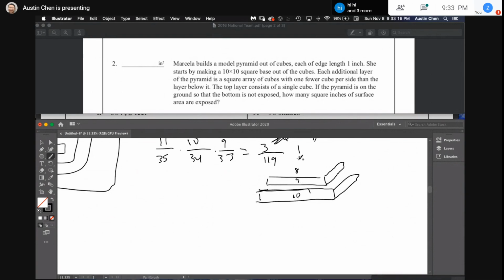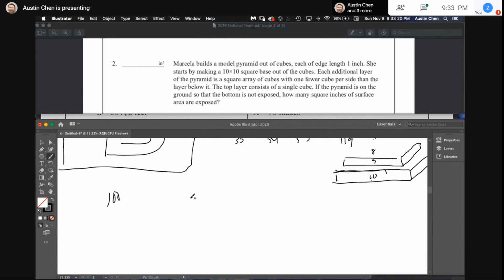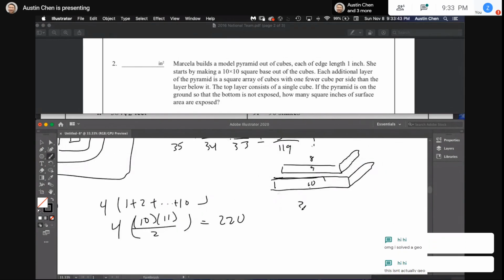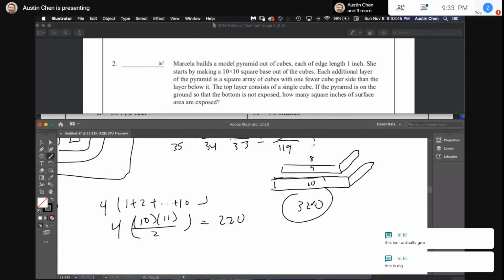And then we need to multiply this by 4, because we have 4 sides. So we have 1 plus 2 plus all the way to 10, times 4. Using the sum formula, it's just going to be 10 times 11 over 2 times 4, which is 220. Okay, and that should be all of our surface area, so then it would just be 320.